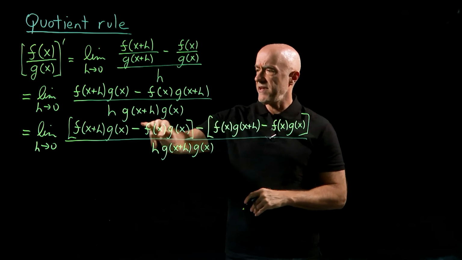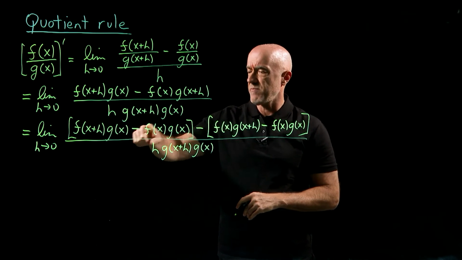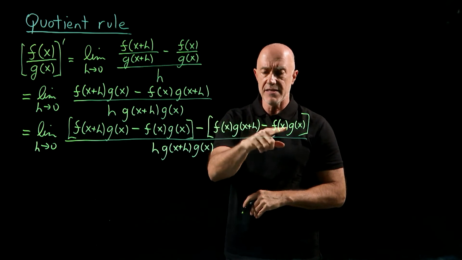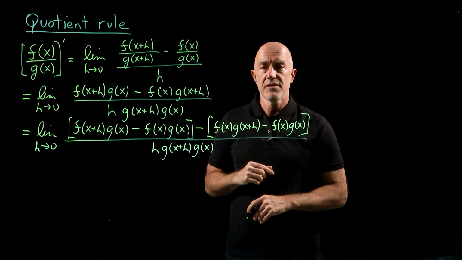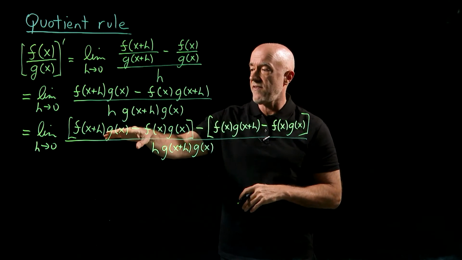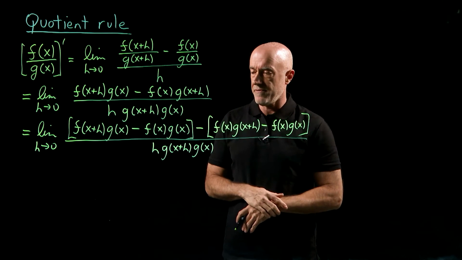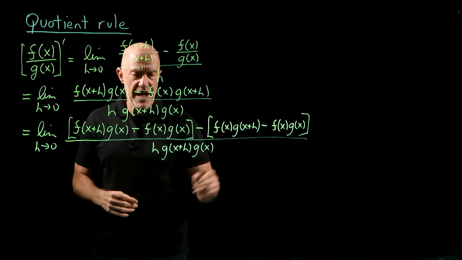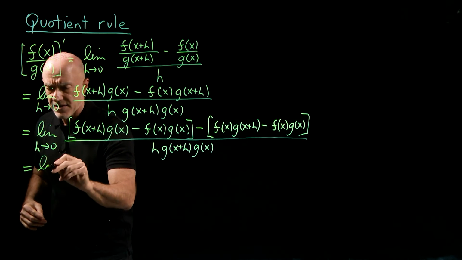So what do we have here? We have a common factor of g of x, and we have an f of x plus h minus f of x, and we have a common factor of f of x, and then we have a g of x plus h minus g of x. So that's starting to look like derivative of f in the first term, derivative of g in the second term. So let's fix the denominator. We don't need this extra g of x plus h times g of x, so we can factor that out.